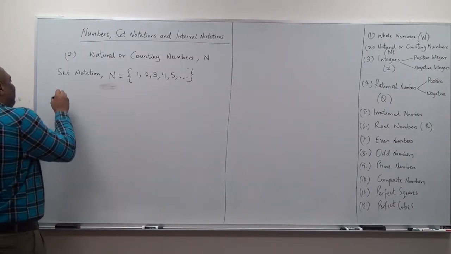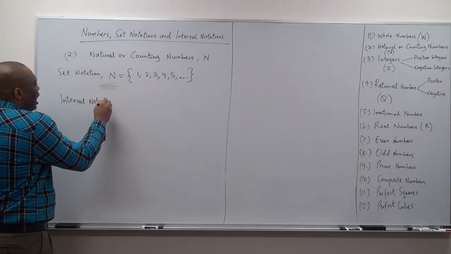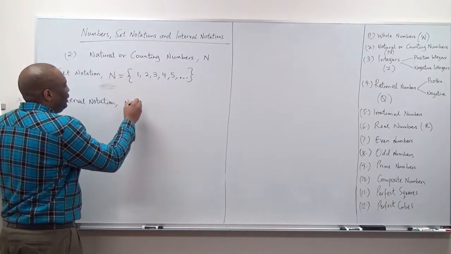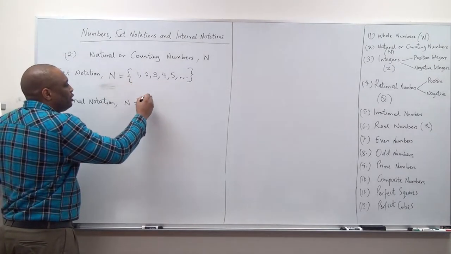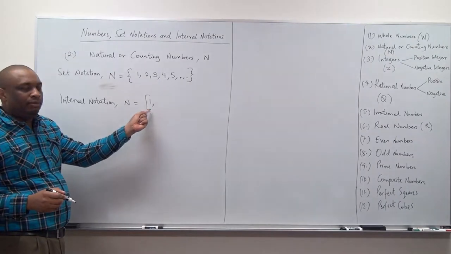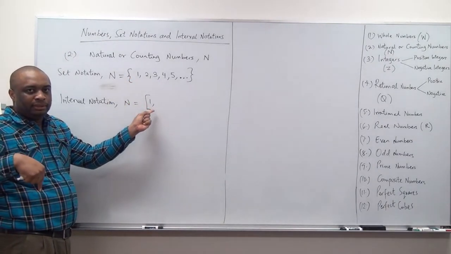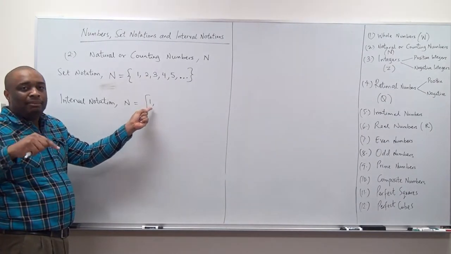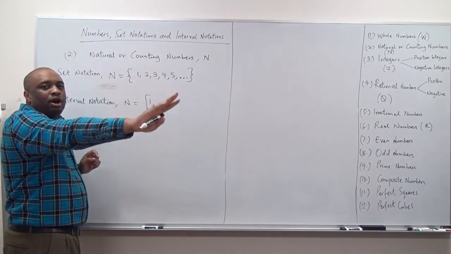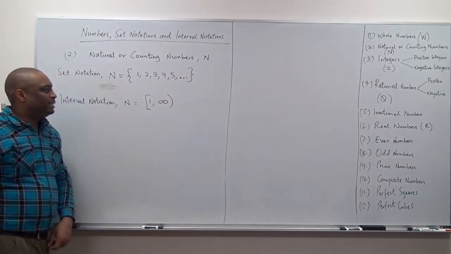But in interval notation, how are we going to represent natural numbers? Natural numbers are going to be closed in 1, because 1 is included. Remember, if it is a closed interval, that means it is included. So it's going to be closed in 1, and because it goes on and on and on, it's going to be open in infinity.